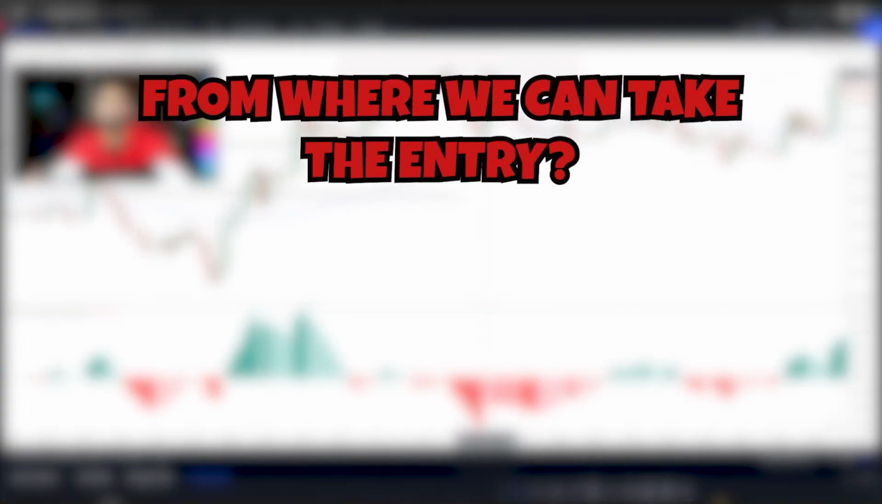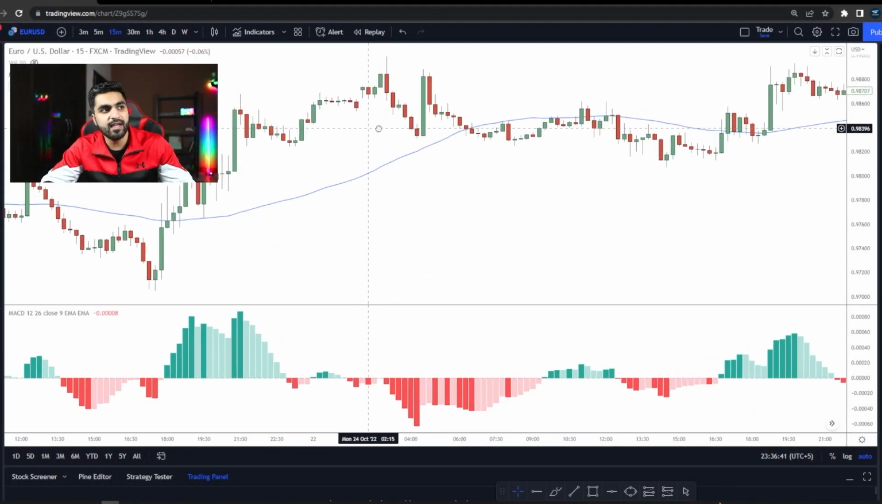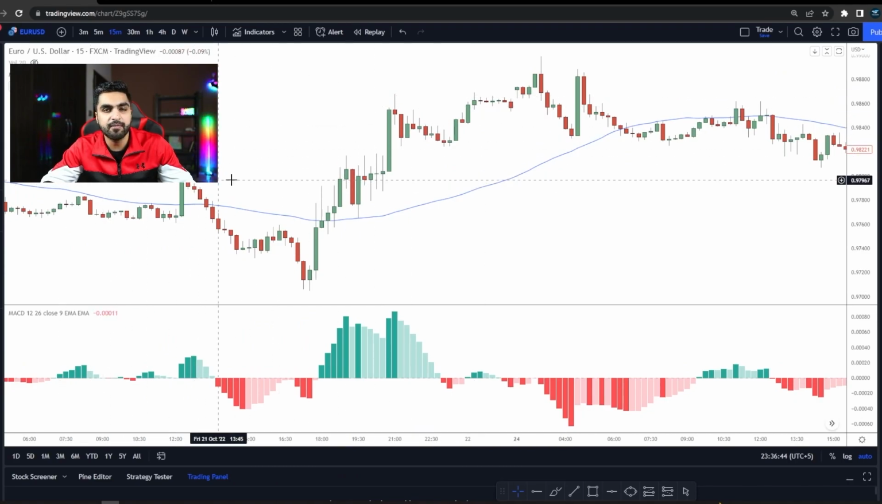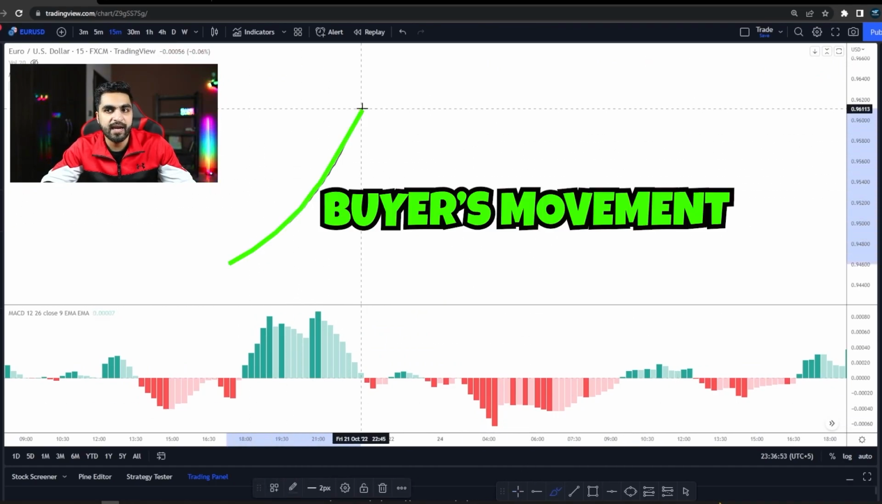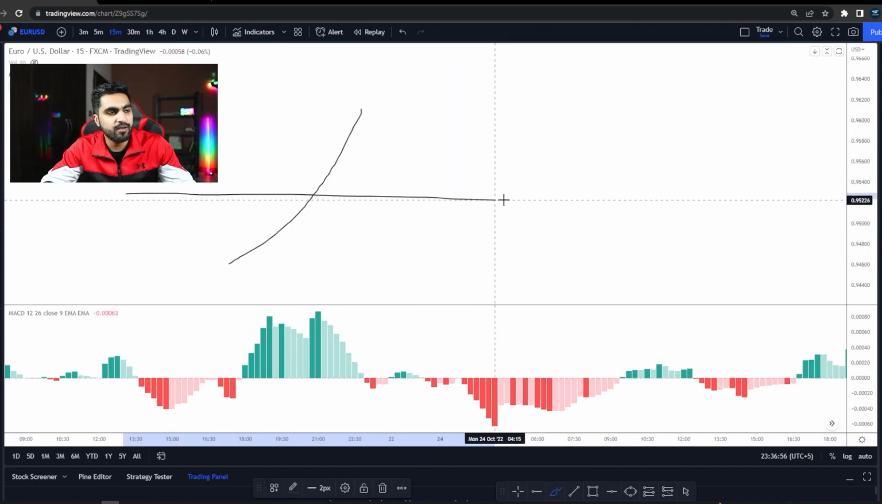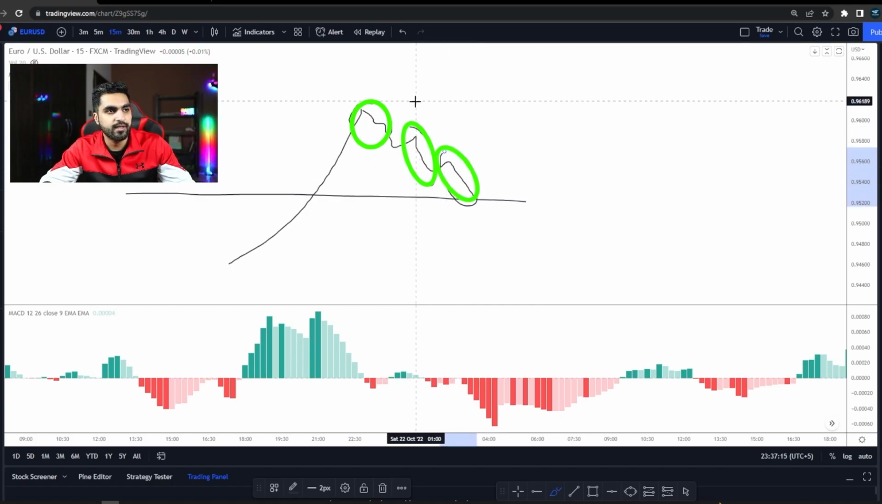So from where can we take the entry, why do we need the divergence inside the MACD indicator, and how can we find the divergence? The thing is, when the market creates a higher high after breaking the previous resistance, we need at least 3 swings from the sellers. The buyers are making a strong movement, we have broken the previous resistance, we have also gone higher than our moving average, and when the sellers make a movement to the downside as a pullback, we need at least 3 swings, like the first swing, the second swing, and the third swing. They can also be called legs of the pullback. First leg of the pullback, second leg of the pullback, and then third leg of the pullback.